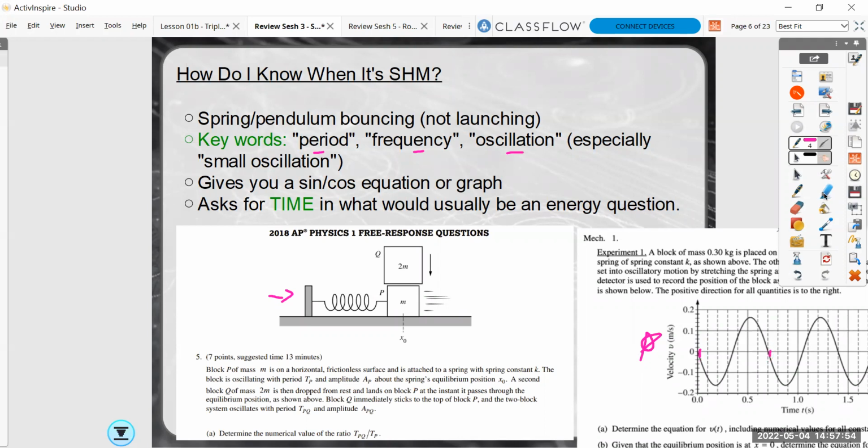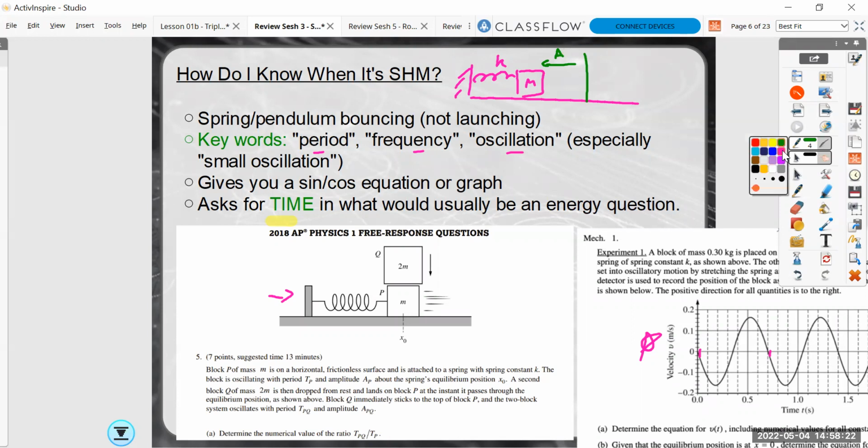The other key is they will sometimes ask you for time in what would usually be an energy question. The example that I used in class, and I think it's a good one, is let's say we have a spring of constant k, and we put a block of mass m on it, and we push this back some distance A, and they're not tied together. We're just launching it, and there's no friction.